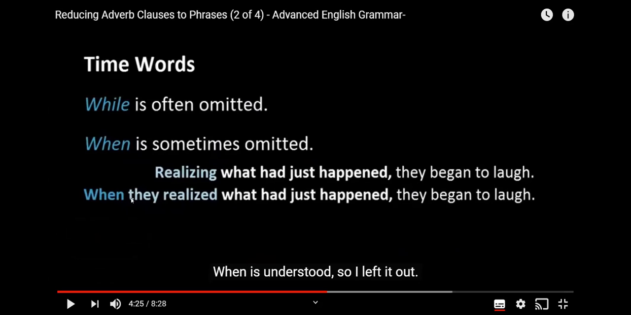Now, look at the subject. What is the subject here? They. And what is the subject here? They. So that means it makes the condition, so I can reduce it. Now, can you see what is the main verb right here? Realize. Yes. So I have to make it present participle. Realize, so you see, I use "ing".